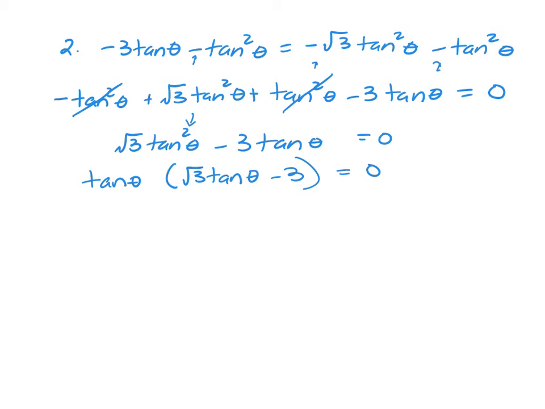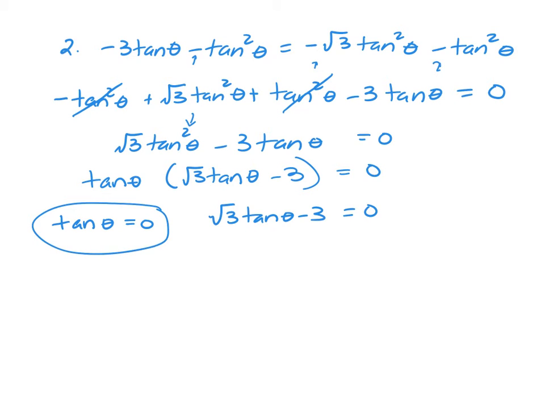All right, so I make both of these sides equal to 0, or this guy equals 0. So the first guy is tan theta equals 0. We're going to just look at our unit circle, so just wait there. But the second guy is going to be tan of theta, when I add this to this side, equals a positive 3, but then I have to divide by root 3, and I get tan of theta equals 3 over root 3.